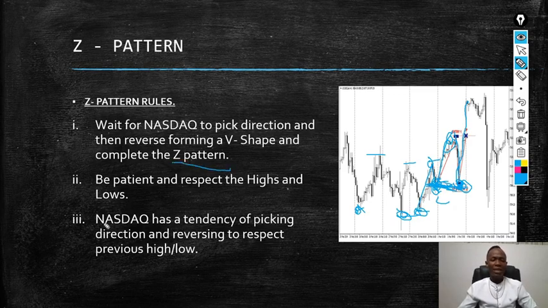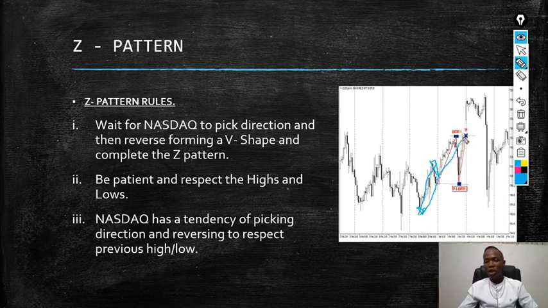So NASDAQ has a tendency of picking a direction and reversing to respect the previous low. So what did the market do at this point? NASDAQ came here and went to the upside, picking a direction to the upside, as you can see. Now, after picking a direction, we are anticipating that the market will continuously go to the upside in respect of what? The direction that NASDAQ chose. If you look closely, the market impulsed to the upside, exhausted, and then now we're looking for buying opportunities. Remember, after every push, there's always an exhaustion. So the market exhausted and then there was a push again.